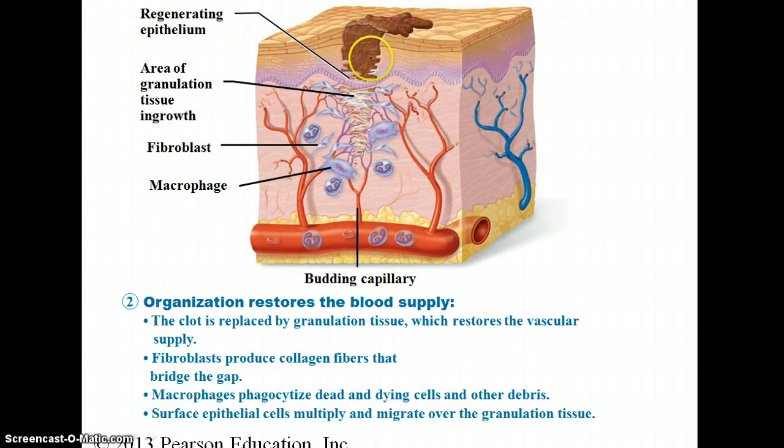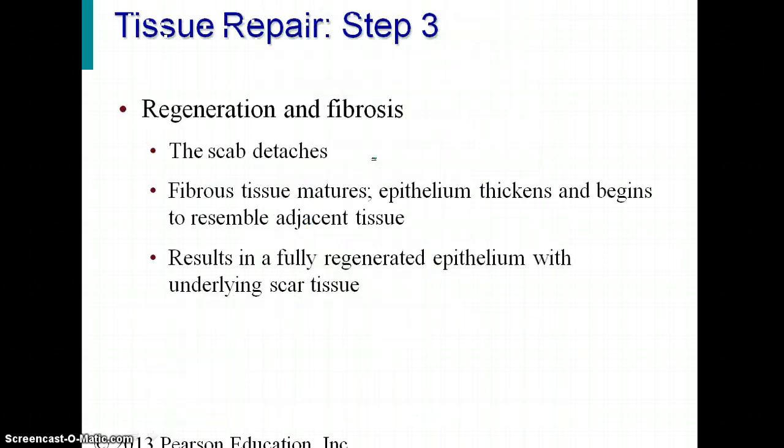So here you'll notice the epithelium is starting to regenerate. This is going to be the granulation tissue forming. It is a very pinkish tissue. And here we have fibroblasts that are going to be producing those fibers to help bridge this gap together. And then macrophages, which will be destroying any kind of debris or damaged cells in the area.